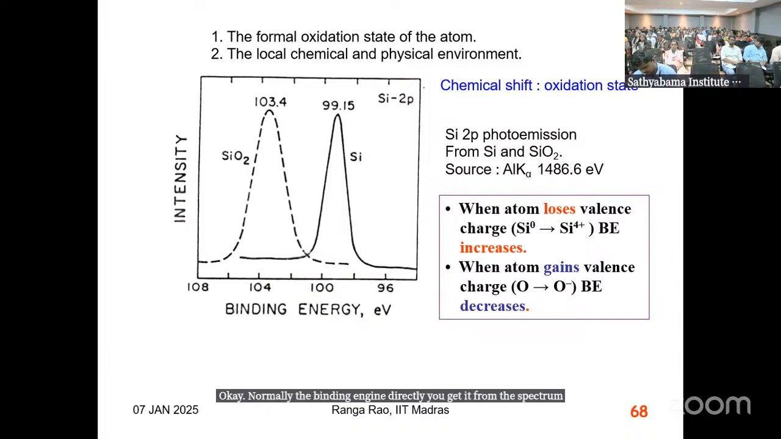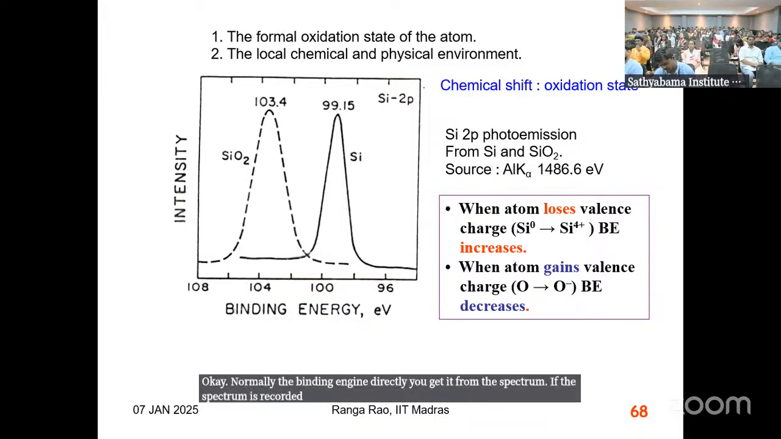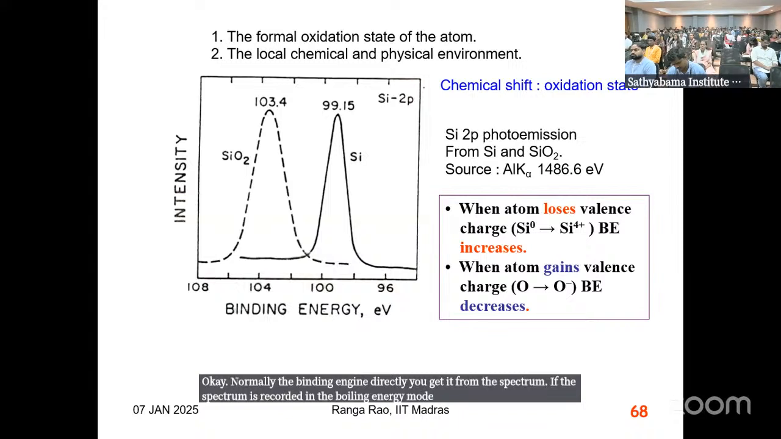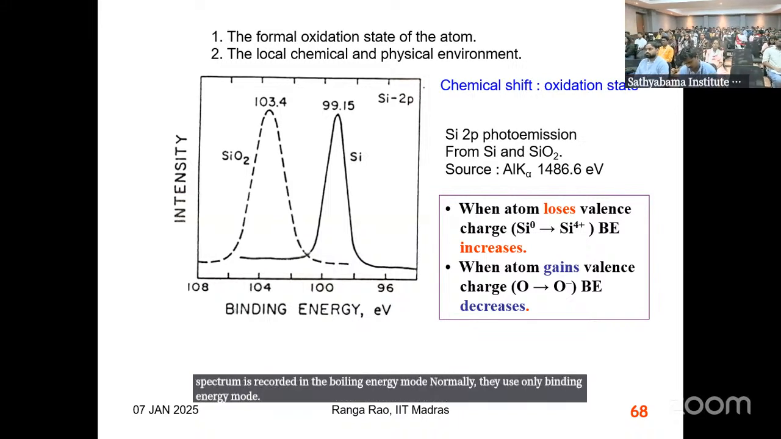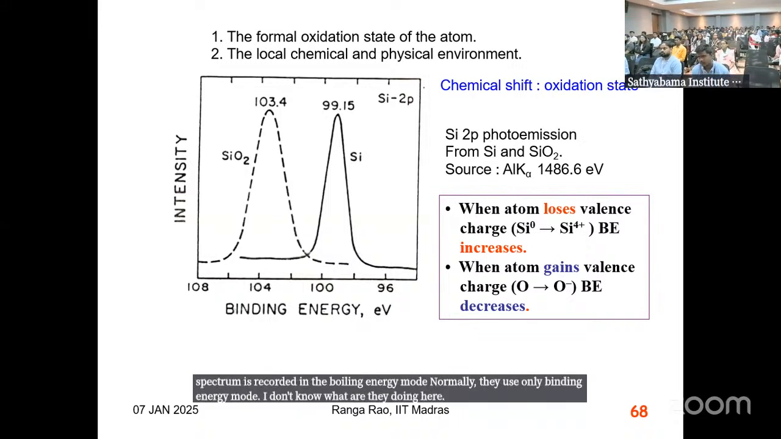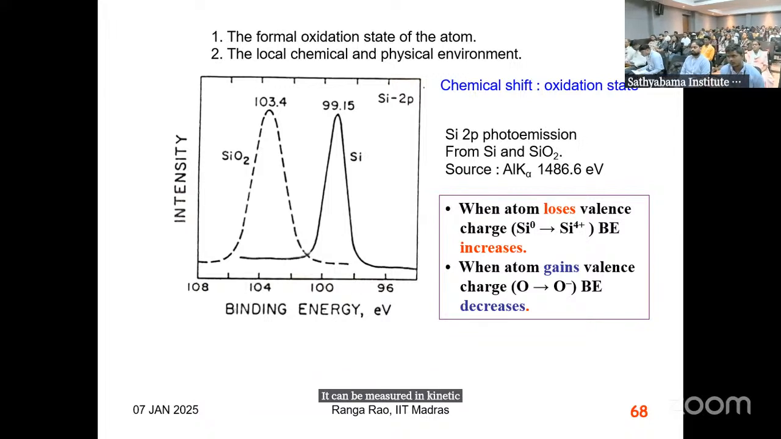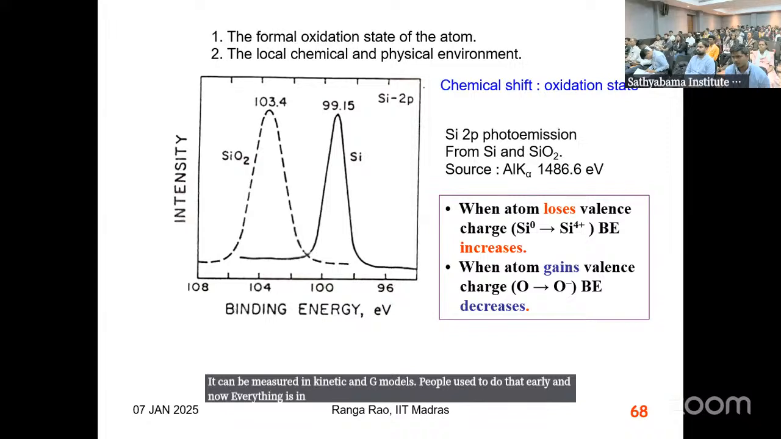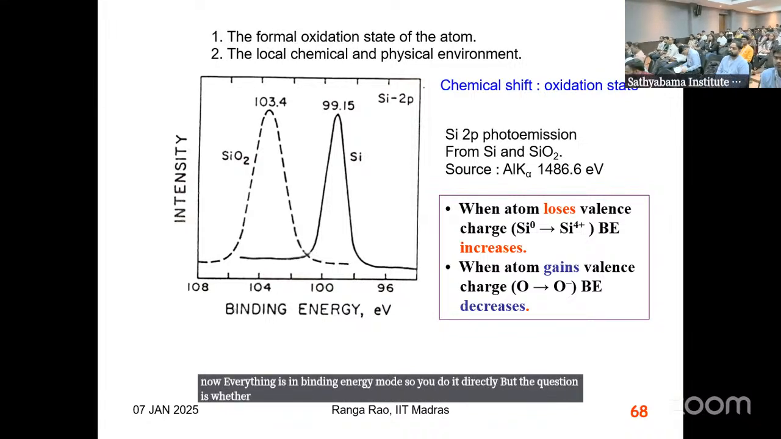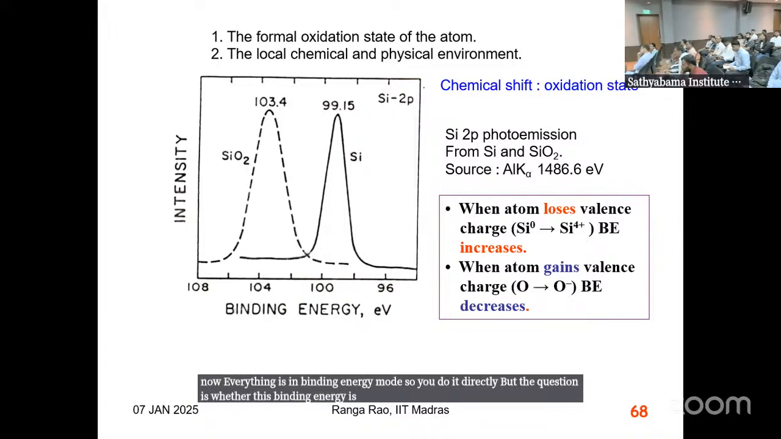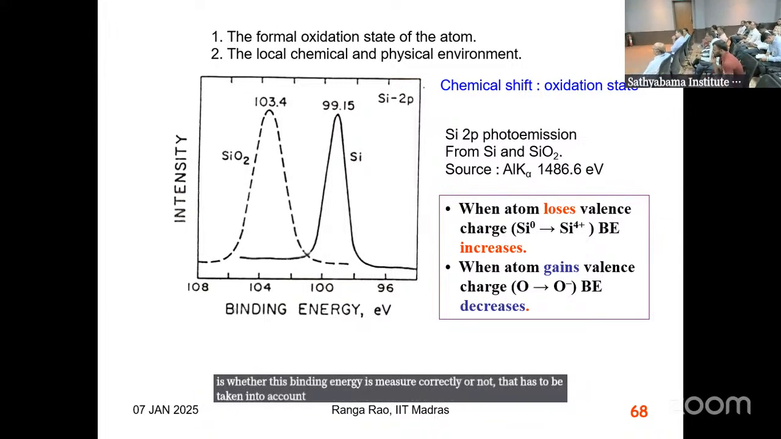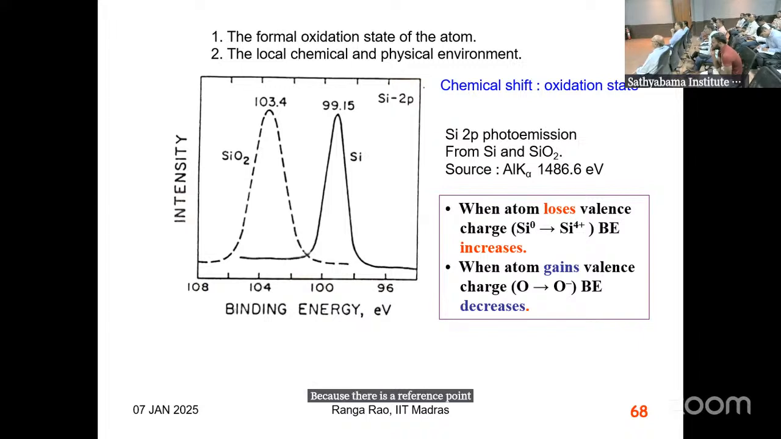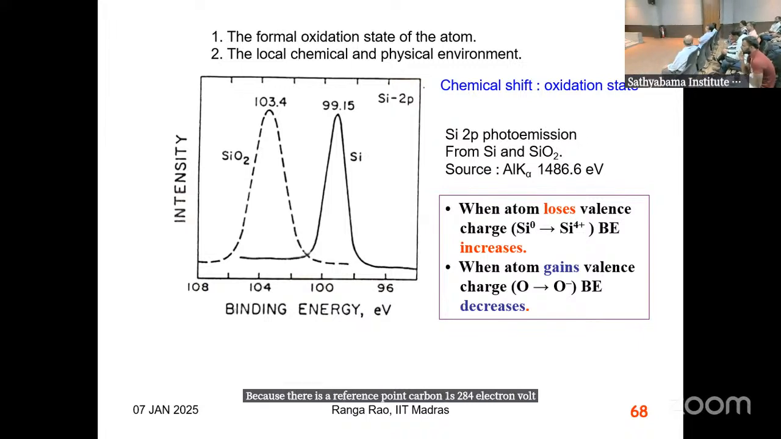Normally, the binding energy you get directly from the spectrum, if the spectrum is recorded in the binding energy mode. Normally they use only binding energy mode. It can be measured in kinetic energy mode also. People used to do that earlier. Now everything is in binding energy mode, so you get it directly. But the question is whether this binding energy is measured correctly or not, and that has to be taken into account. Because there is a reference point, carbon 1s, 284 electron volt. That has to be recorded, and with respect to that you have to interpret it.